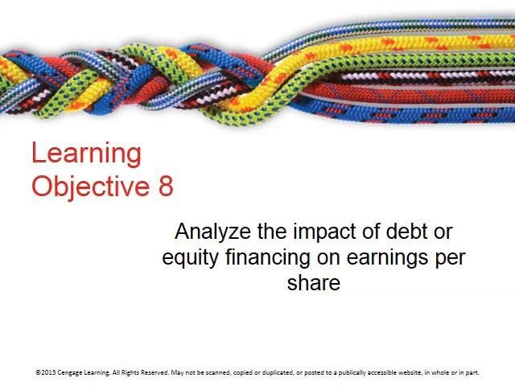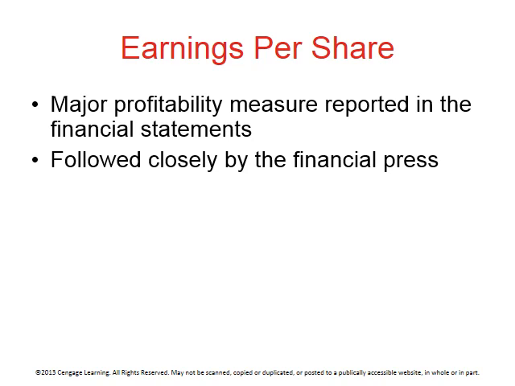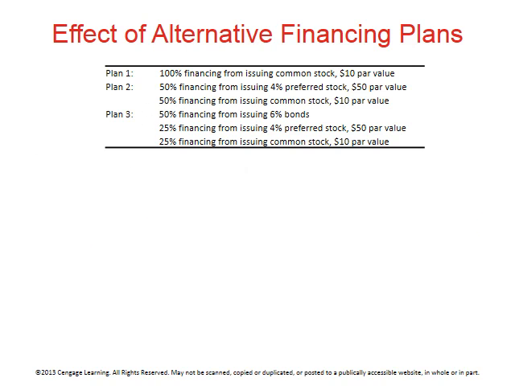So let's look at the financial share. Earnings per share is a pretty important thing that financial analysts look at. So it's a big profitability measure shown in the financial statements. The financial press is all over it. So if you open up a Wall Street Journal, you will see earnings per share mentioned quite a bit when you go read about the stock market. So earnings per share, to calculate it, we take our net income from our income statement, less preferred dividends, divided by number of common shares outstanding.